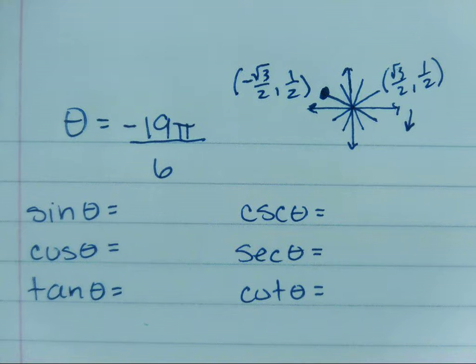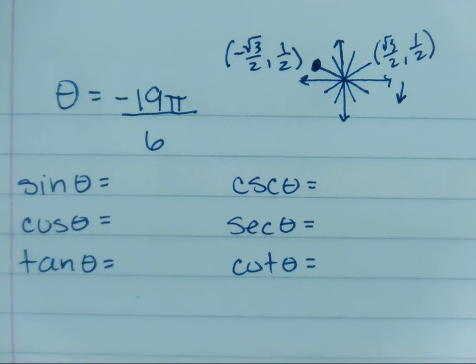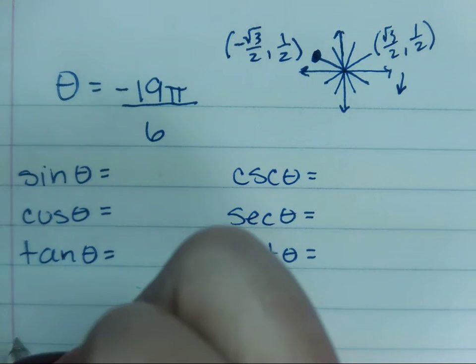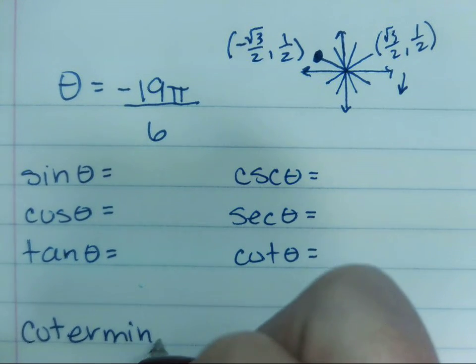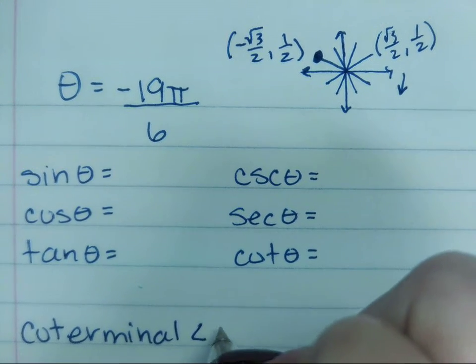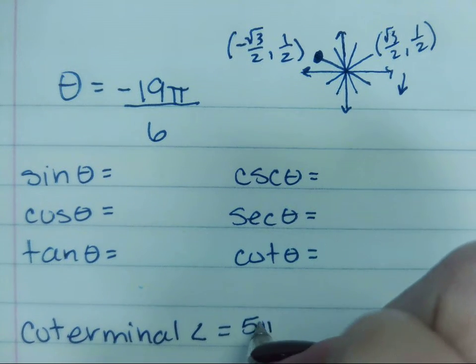Right? So on your quiz, there are things I want you to be able to do. I want you to be able to say that the coterminal angle on that unit circle is the same as 5 pi over 6.